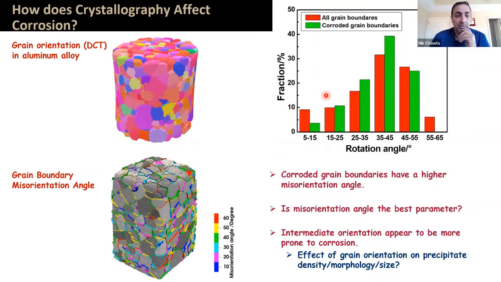Okay. And finally, another example here is related to corrosion. This is something that we have worked on with Yang and his group in understanding what kinds of boundaries are more prone to corrosion. And there seems to be a sweet spot here in terms of misorientation angle, where we see most of the corroded grain boundaries. And we're still trying to understand how grain orientation relates to precipitate density, morphology, and why we are getting this particular peak here in grain boundary misorientation in terms of the susceptibility to corrosion.